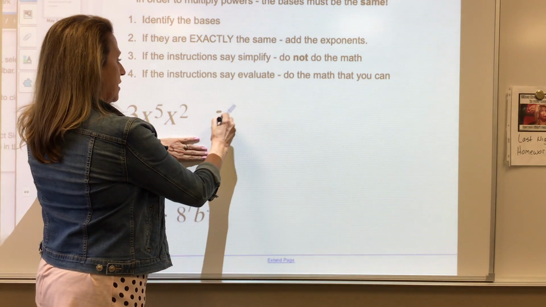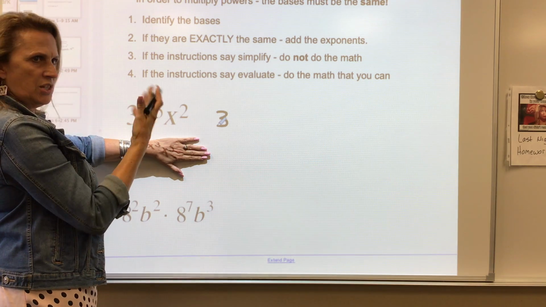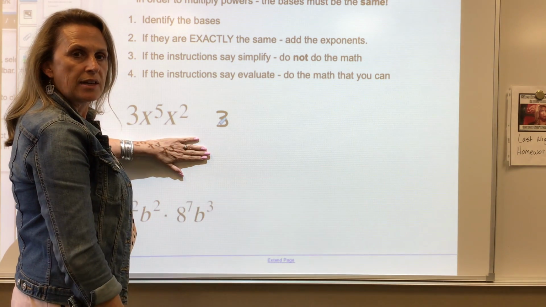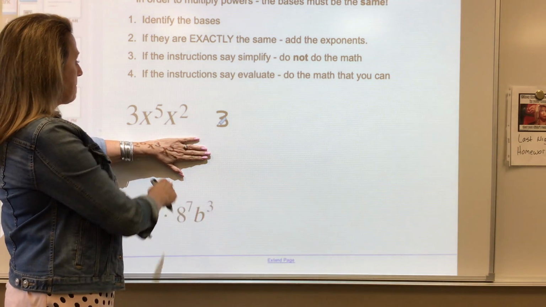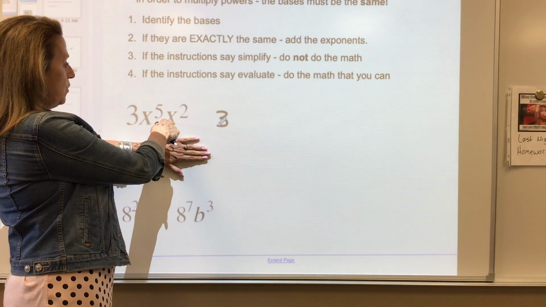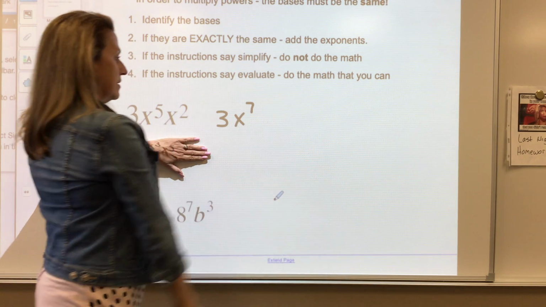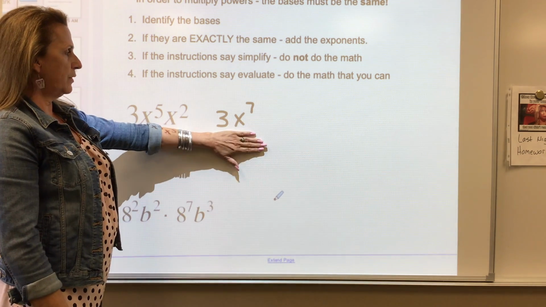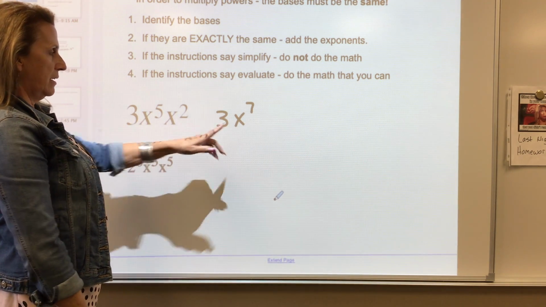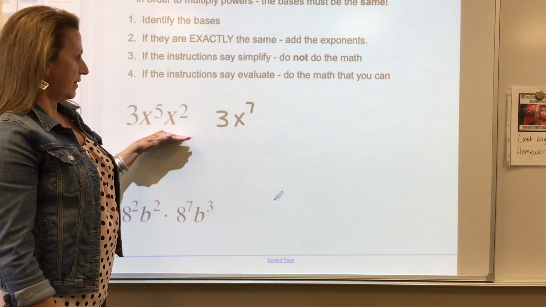So I can just list that 3 here because it's just a number. It's just sitting there. It's got nothing to do with my powers. I have 5 x's and 2 x's. So altogether, I have 7 x's. This is simplified. This is not. I mean, that's just way easier to look at than this.